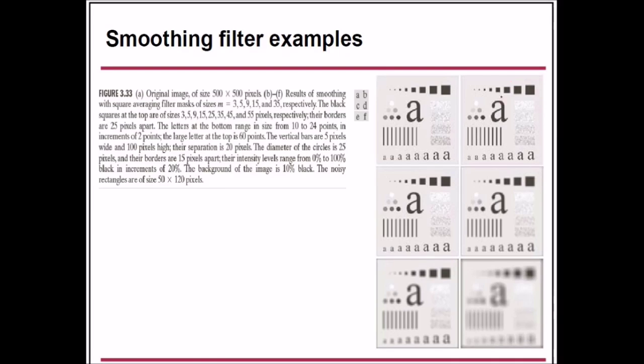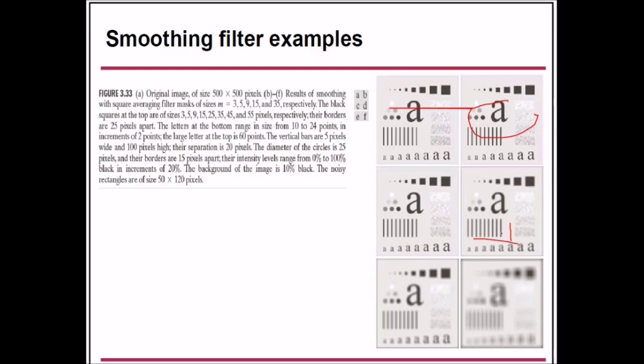Now the letters at the bottom range from 10 to 24 points in increments of 2 points. And the larger letter at the top, this A, is 60 point. The vertical bars are 5 pixels wide and 100 pixels high. And the separation is around 20 pixels.